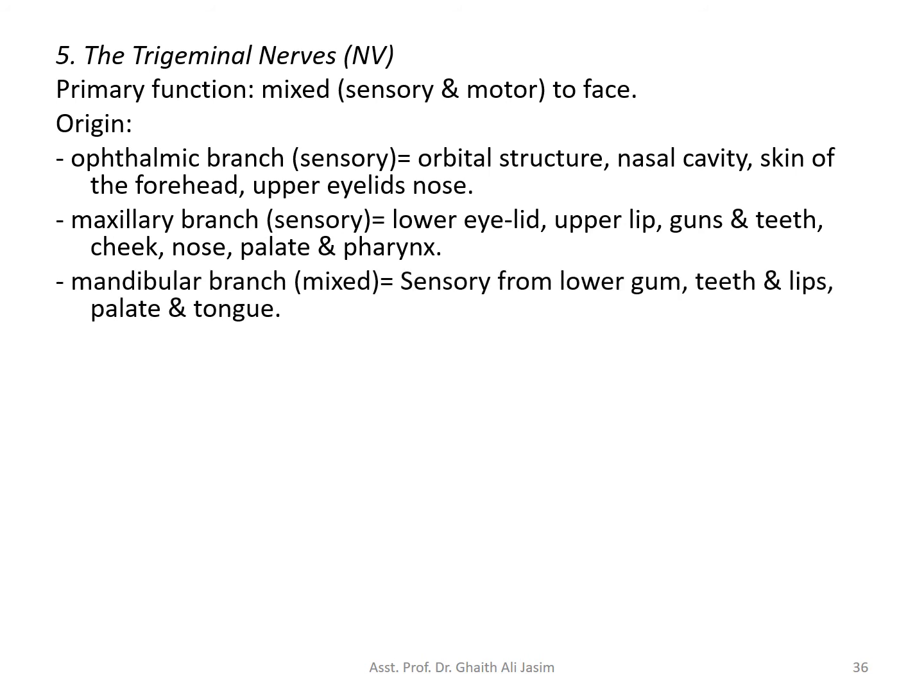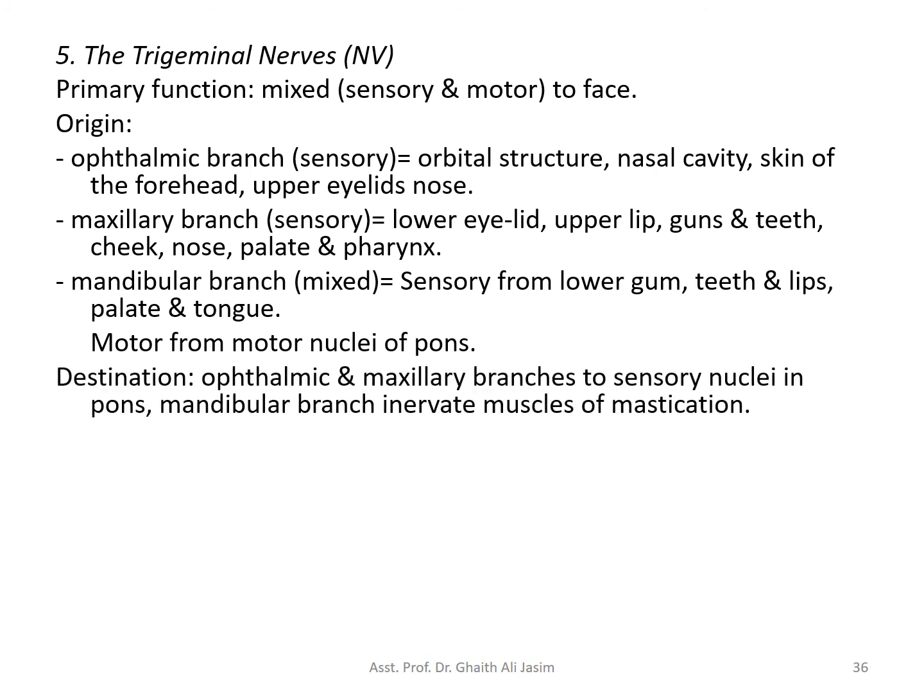The mandibular branch, mixed, sensory from the lower gum, teeth and lips, palate and tongue. The motor from the motor nuclei of the pons. The destination, the ophthalmic and maxillary branches to the sensory nuclei in the pons, while the mandibular branch innervates the muscles of mastication.